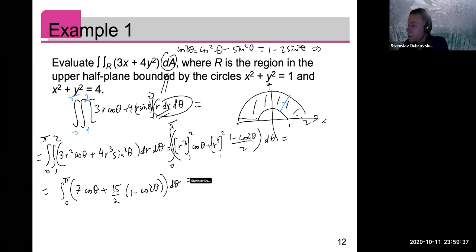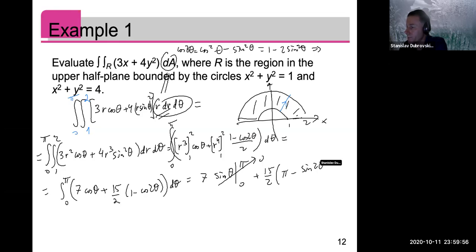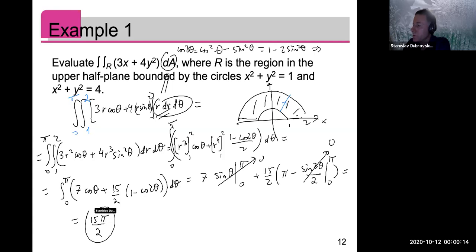So I will get 7 sine theta from 0 to pi, which will give me 0, plus 15 halves. The integral of 1 will just give me pi, and here we'll get sine 2 theta divided by 2 from 0 to pi. And again, it will give 0 on both ends. So what are we left with? Just 15 pi over 2. That should be it.